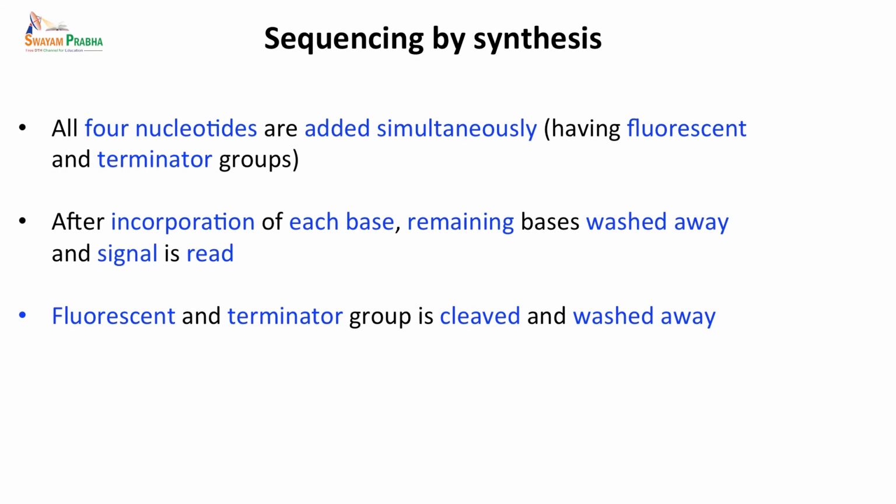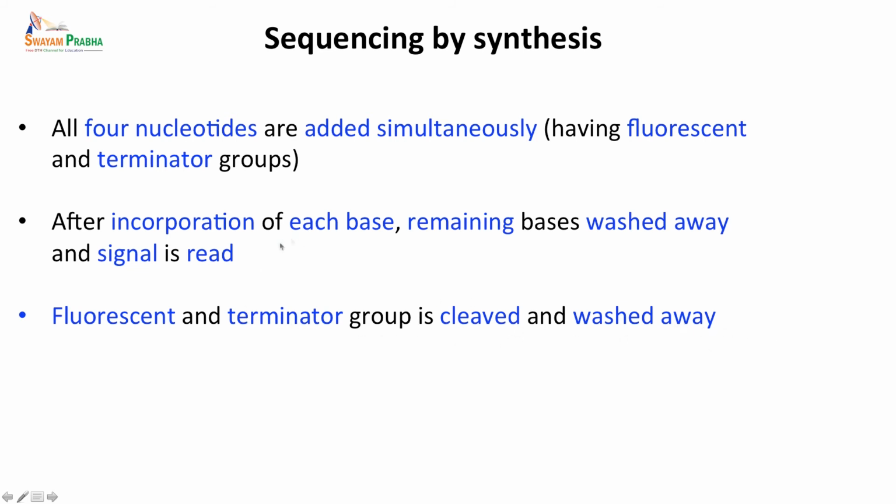Then the second very popular platform is sequencing by synthesis, which is again similar to Sanger sequencing, except that the nucleotides that are added are modified nucleotides. They have both fluorescent as well as terminator groups. After the incorporation of each base, one base gets incorporated, then the fluorescence is read. After that, the fluorescent and the terminator group is cleaved and washed away.